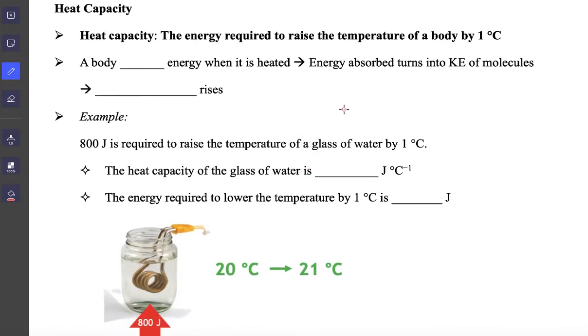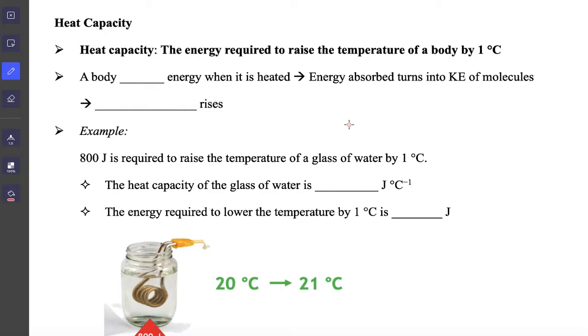So talking about heat capacity, let's think about a question. When we want to increase the temperature of something, what should we do? Yes, we would heat it. That means to provide energy to that object. And here, heat capacity is talking about the energy required to raise the temperature of a body by 1 degree Celsius. That means how much energy is required to increase the temperature of a body by 1 degree Celsius.